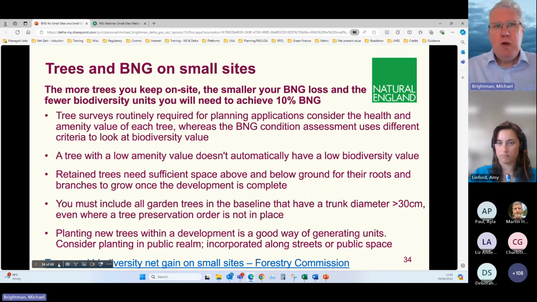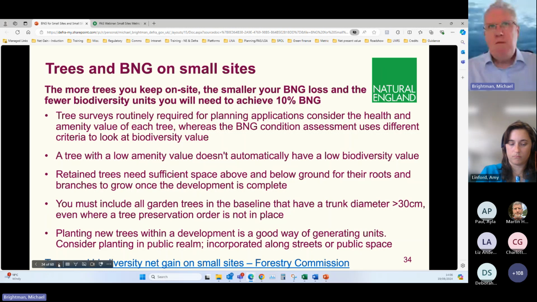Now, as you all know, tree surveys are routinely required for planning applications, and those tree surveys consider the health and amenity value of each tree, which is different to the BNG condition assessment, which uses different criteria in assessing the biodiversity value. Therefore, where there is a tree on site with low amenity value, it doesn't automatically mean that it's got a low biodiversity value. Any trees that are retained do need sufficient space both above and below ground for both their roots and their branches to grow once development is complete.